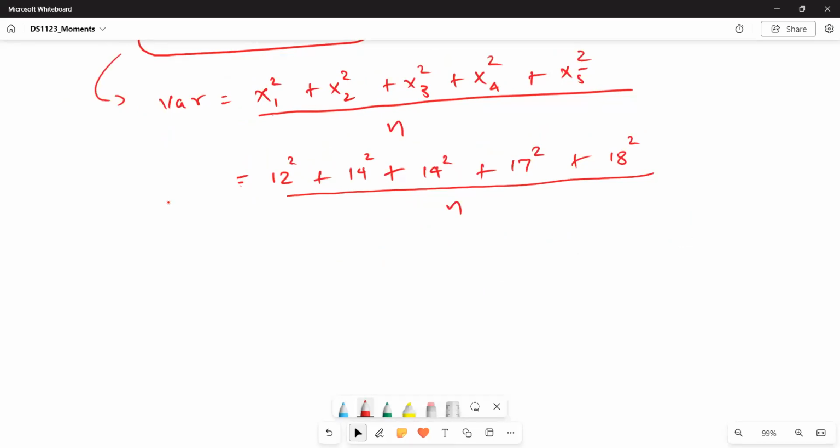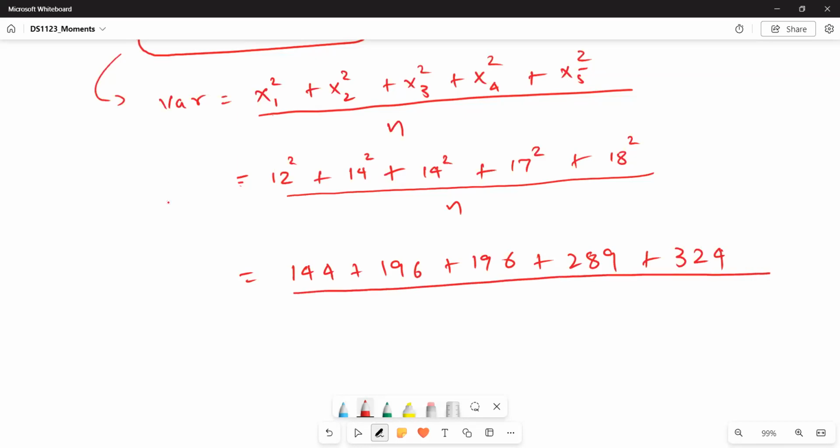All right. So if we start with the square of 12 is 144, right? Square of 14 is 196, then the square of 17 is 289, right? And the square of 18 is 324, right? You can add all these values together and then divide it by the total number of elements, which is 5 here, right? So you can add all of this.